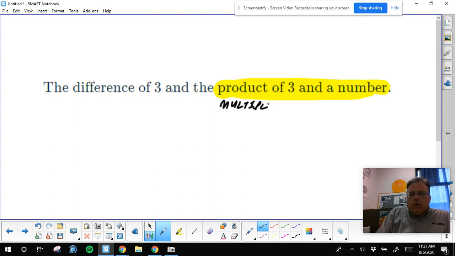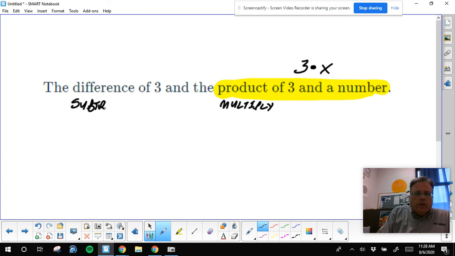There's nothing wrong with using your phone or something and looking up the word product if you need to. But all right, so product of 3 and a number means 3 times a number, which we know is 3 dot x. Now the difference means to subtract.